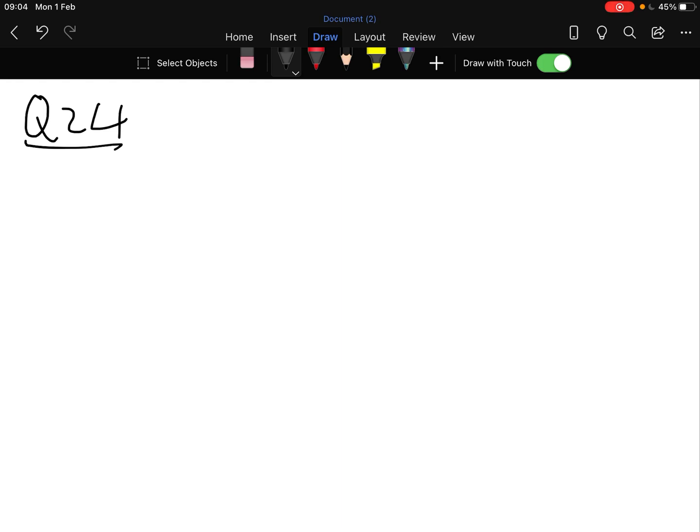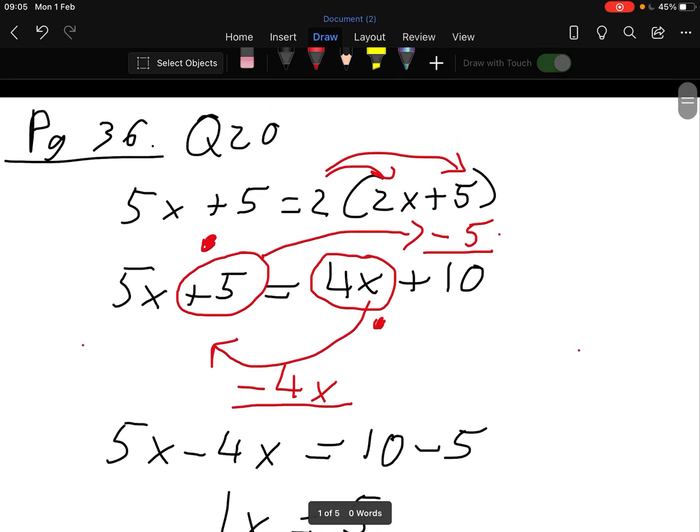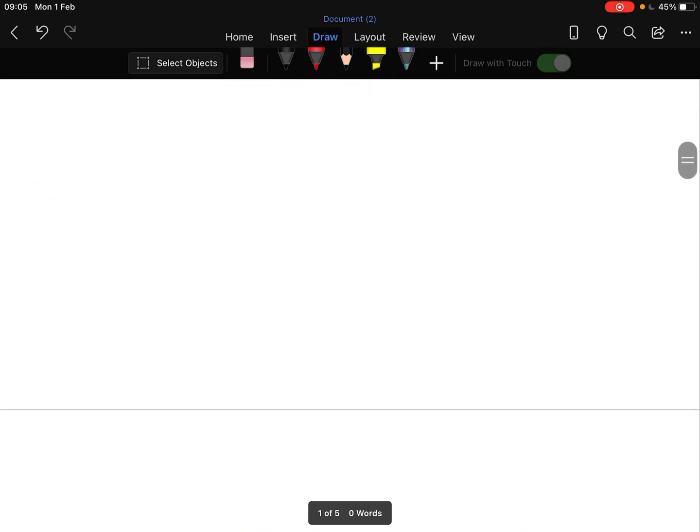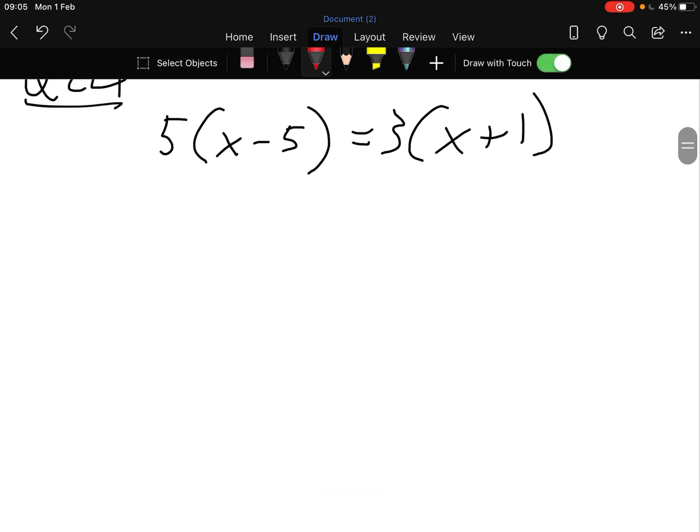So question 24. 5 into x minus 5 equals 3 into x plus 1. So again, your left hand side, your right hand side. Now it's different to the last one. In the last one, we started off with a bracket on one side. Now we have a bracket on both sides. So we need to do the same thing to both sides.